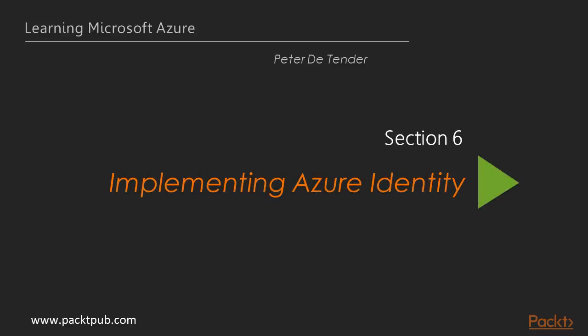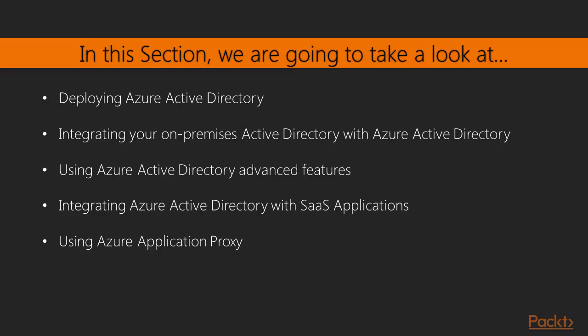In this section, I'm going to start with talking about implementing Azure Identity, also known as Azure Active Directory. This section is again split up in multiple topics, where the first one will be about deploying Azure Active Directory, followed by what it takes to integrate your on-premises Active Directory with Azure AD. And then talking more about Azure Active Directory advanced features, talking about integrating Azure Active Directory with public SaaS applications, and ending this section talking about Azure Application Proxy.